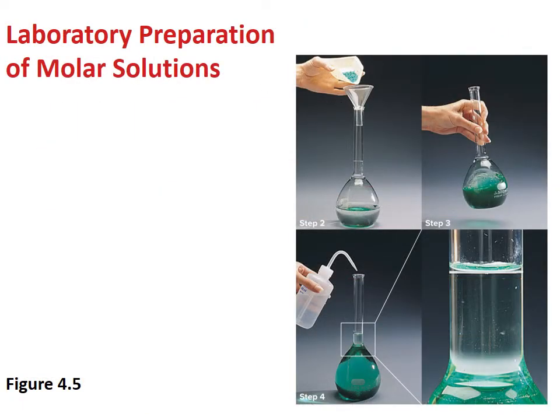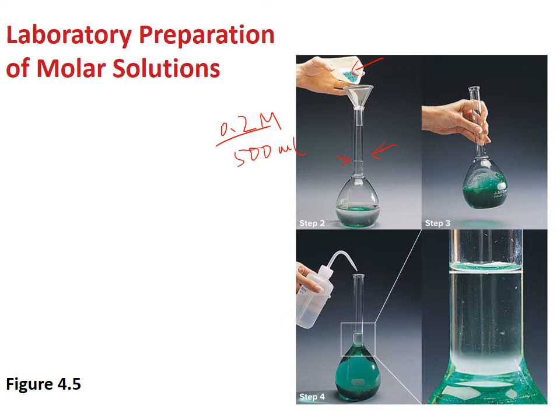This diagram shows how to prepare molar solution in laboratory. So, for example, if you want to make 0.2 molarity, 500 milliliter solution, we use a volumetric flask, which has a marker here to indicate 500 milliliter. And first step, you need to calculate how many grams of solute you need to make 0.2 molarity. And then you weigh accurately the amount you need of the solid.